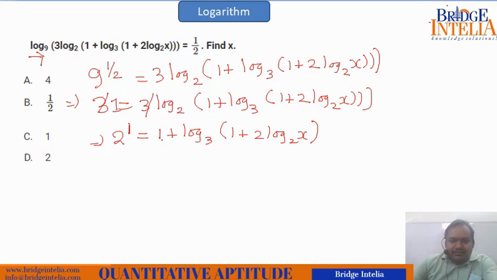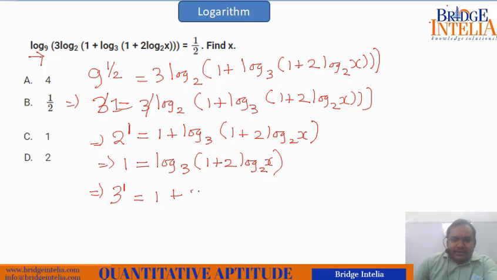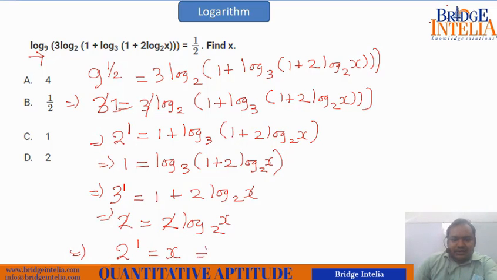Okay. So if this 1 is taken this side, it means 2 minus 1. That means 1 is equal to log 3 of 1 plus 2 log x to the base 2. So this can further be rewritten as 3 to the power 1 is equal to 1 plus 2 log 2x. So this means 3 minus 1, 2 is equal to 2 log x to the base 2. So this 2 and this 2 get cancelled. It means 2 to the power 1 is equal to x, or in other words x is equal to 2.